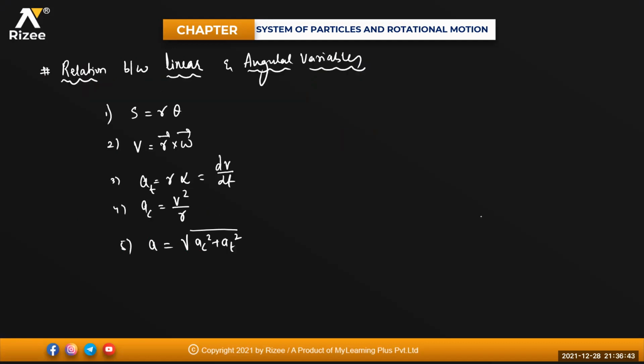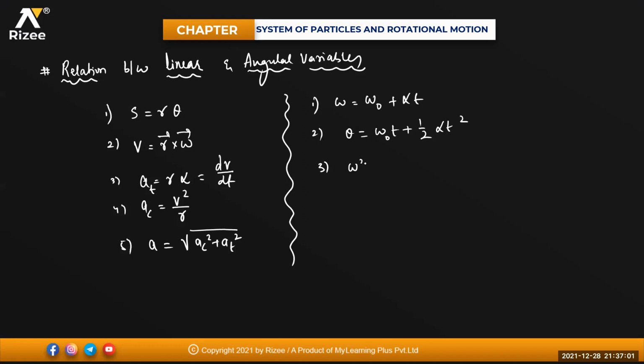Relation between linear velocity and angular velocity, and the kinematic equations. Omega is equal to omega naught plus alpha into t. Second equation, theta is equal to omega naught into t plus half into alpha into t square. Third equation, omega square minus omega naught square is equal to 2 into alpha into theta.